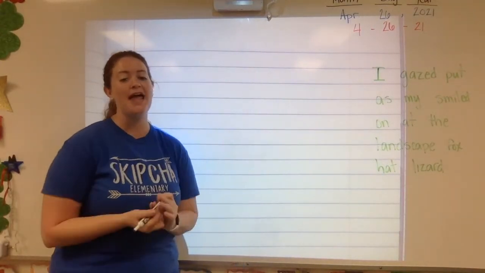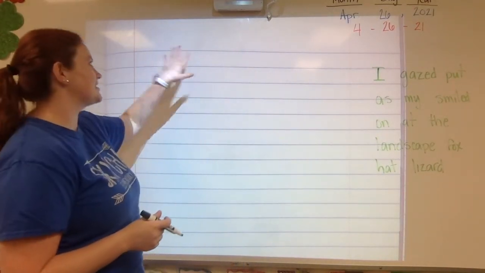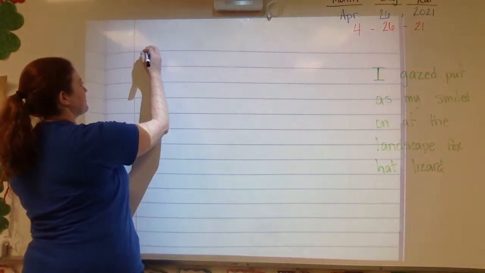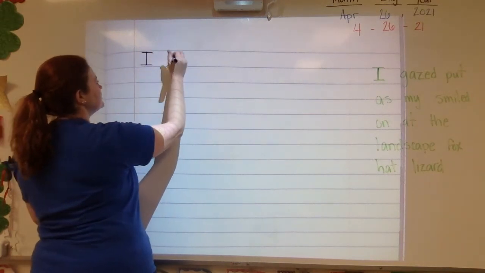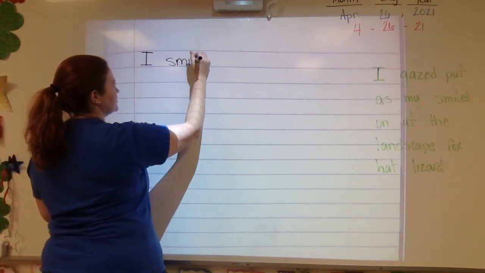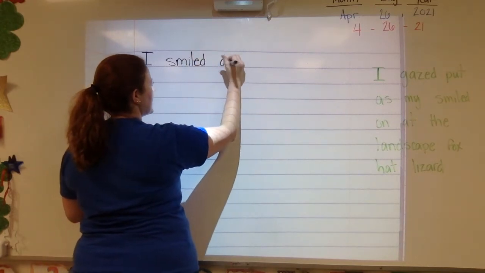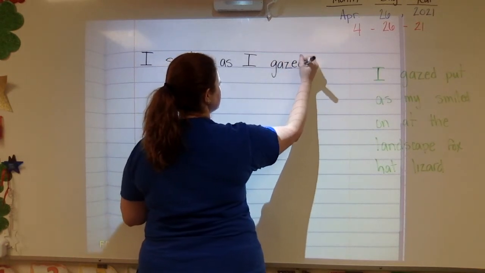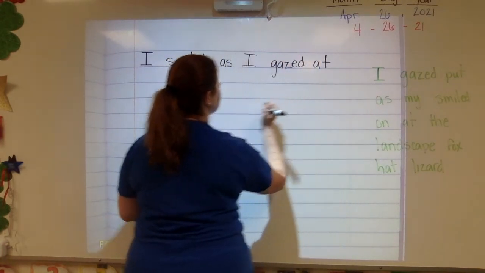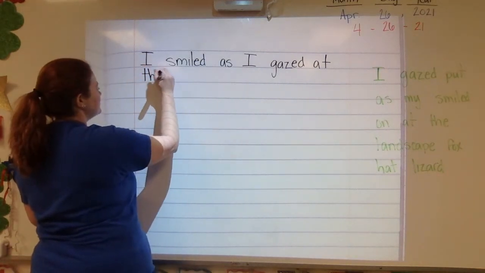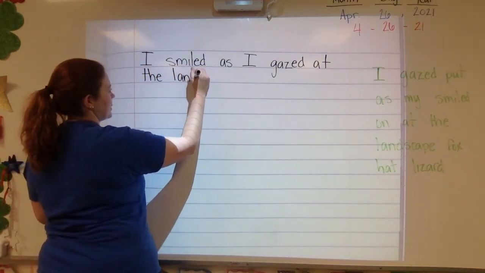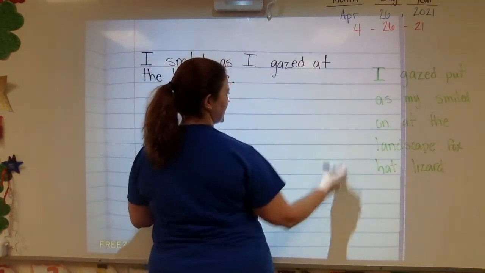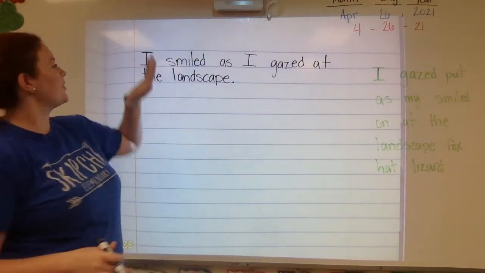I'm on a brand new page, and I'm going to start my sentence at the very top, okay? And if you don't have a notebook, it's okay. We can just be writing this on a piece of paper. I smiled as I gazed at the landscape. And I went ahead and came down to the next line because I was almost at that pink line on the other side. Okay, so here's my sentence.